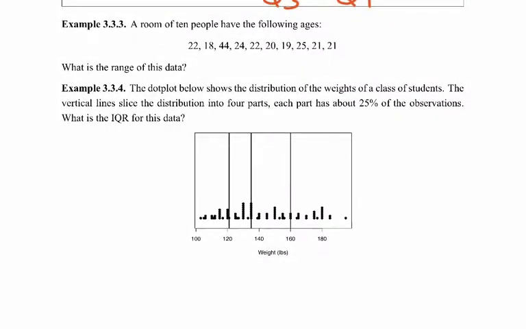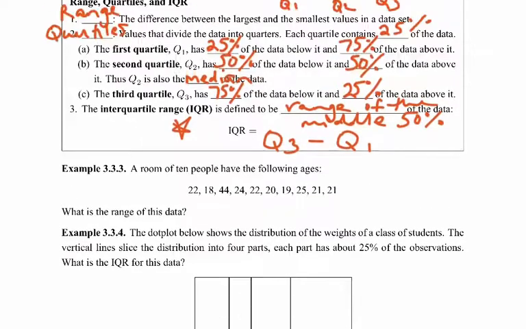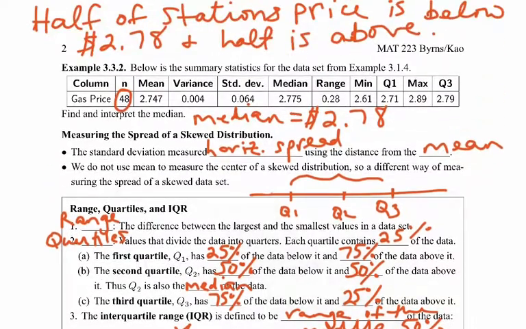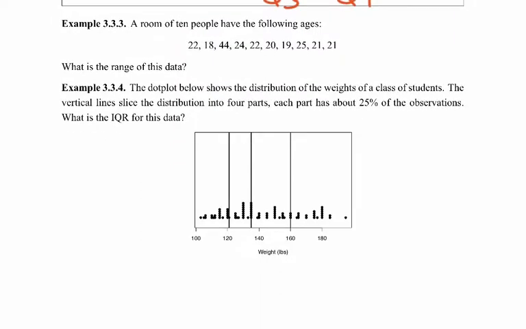A room of 10 people has the following ages. So we've got a sample here, and they're asking us for the range of the data. We're going to do this one by hand, but a lot of times, especially with larger data sets, we're going to use StatCrunch to figure out the range. We'll talk about this in the lab, and when you do the homework, you'll see it. The summary statistics that we talked about up here give you the range. It also gives you Q1, Q3, the median, the minimum value, and the maximum value. But let's do this one by hand just for some practice.